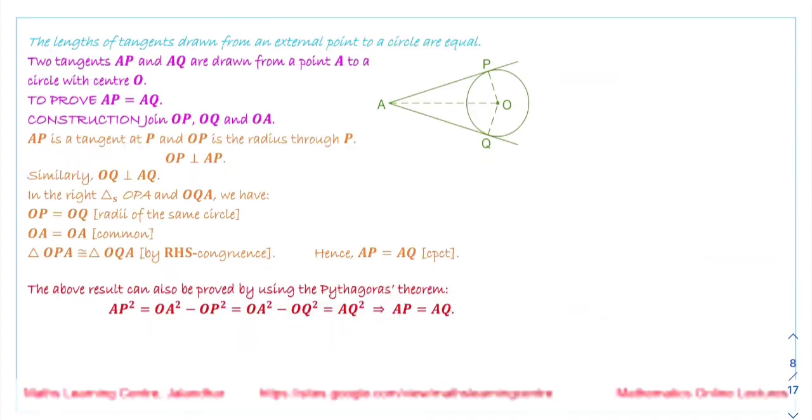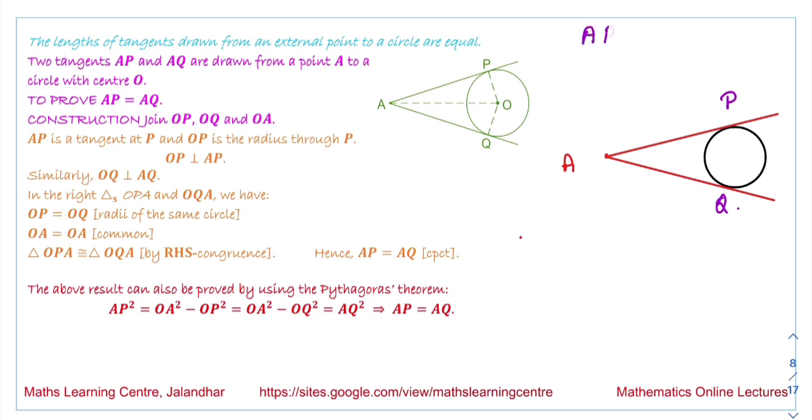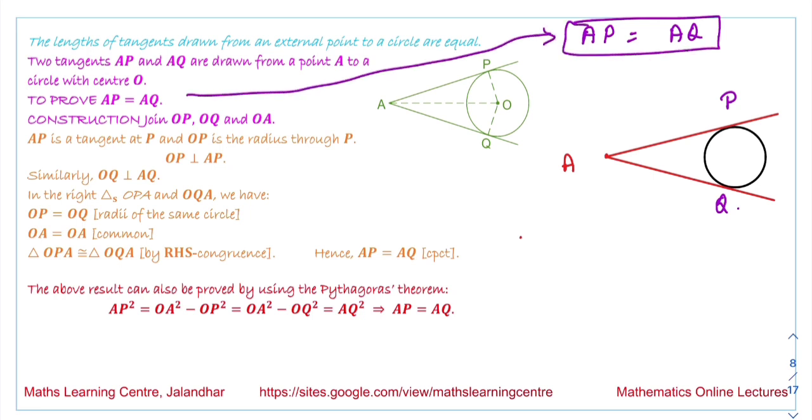Next is: the lengths of tangents drawn from an external point to a circle are equal. A circle is given to us and a point is given outside this circle. Suppose this is the point A. From this point we know that we can draw 2 tangents to this circle. This is one tangent and this is the second tangent. Now we mark the points P and Q. We have to prove that the lengths of both these tangents, AP and AQ, are equal.